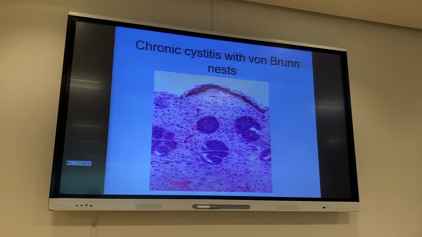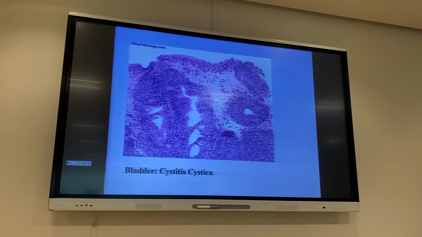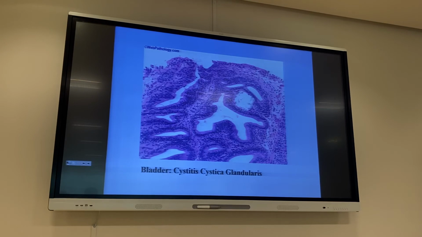Now you look at those von Brunn's nests, and you will start to see that they have started to open a lumen. That's resulting from the chronic inflammation. That's a process known as involution. Eventually, involution is going to happen at the same time that metaplastic change is happening as well. The first thing is going to be cuboidal metaplasia, which does not have any clinical connotation. And then glandular metaplasia, as you can see here.